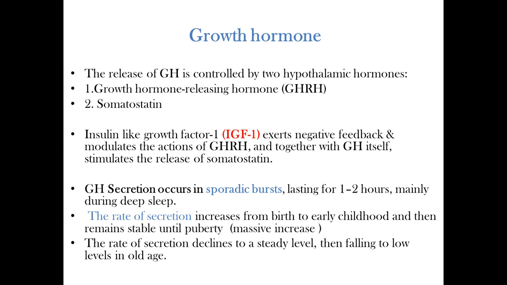The control over the level of growth hormone is by two hypothalamic factors, which are growth hormone releasing hormone from the hypothalamus and somatostatin, which has an inhibitory effect. Somatostatin is not only found in the hypothalamus, it's found in many tissues in the body. Insulin-like growth factor 1, the mediator of the action of growth hormone, has a negative feedback and modulates the effect of growth hormone releasing hormone, and together with growth hormone will stimulate the release of somatostatin.